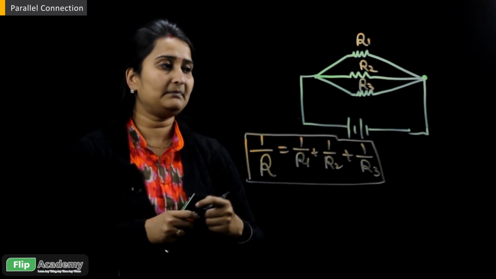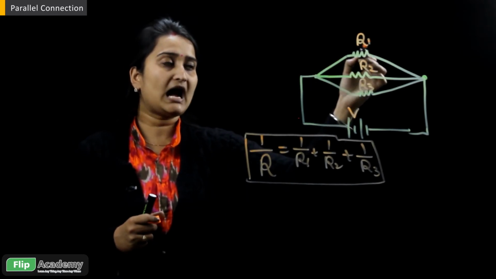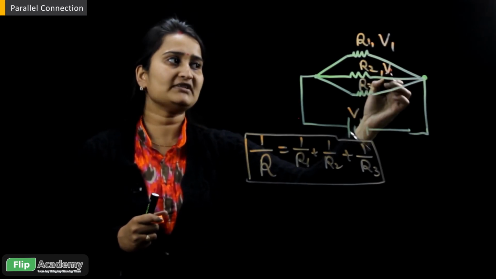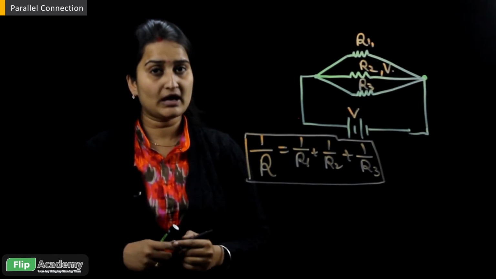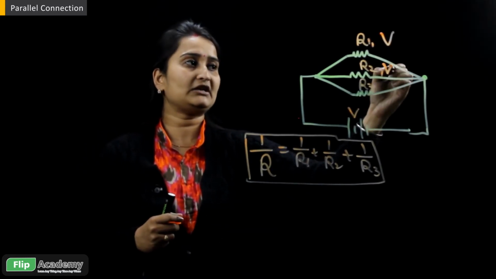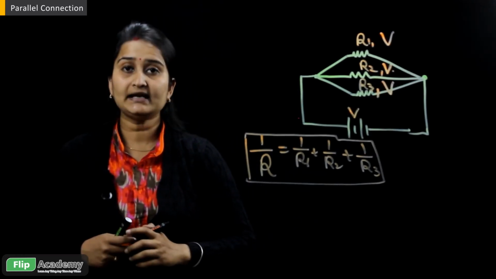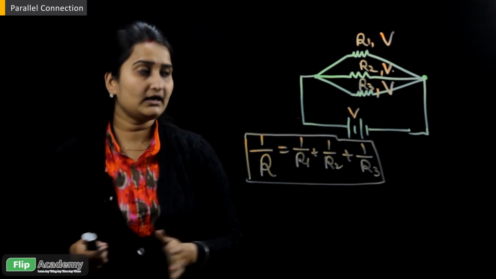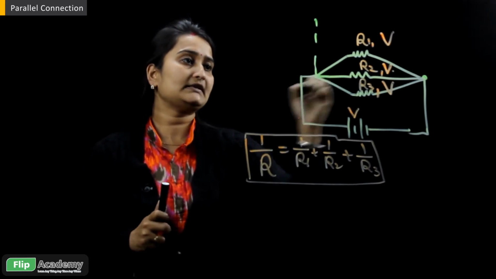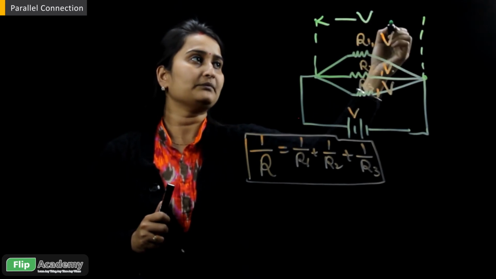That is, if we supply capital V from the battery, then R1 also has the same potential, that is V. R2 will also have the same potential, that is V. R3 will also have the same potential, that is V. That is, if the appliances are connected in parallel, then the potential across them remains the same. This is the first point. So, this will become V.